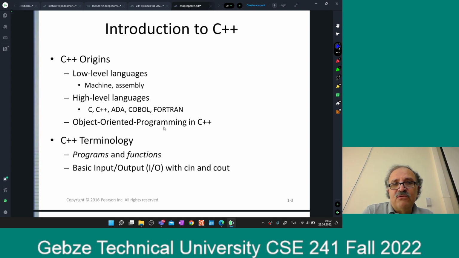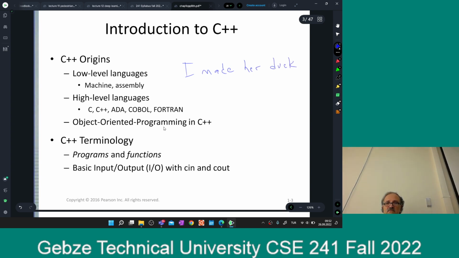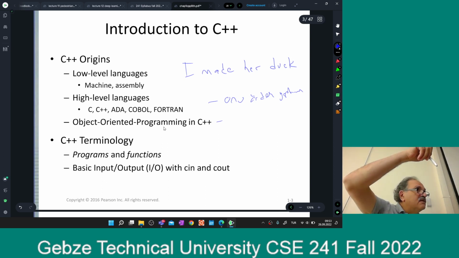Just translate this to Turkish. This is an example that I'm going to teach this afternoon in the natural language processing course. I made her duck. Translate this to Turkish. Raise your hand. Onu ördek yaptım. Ördek yaptım. What else? Yes.